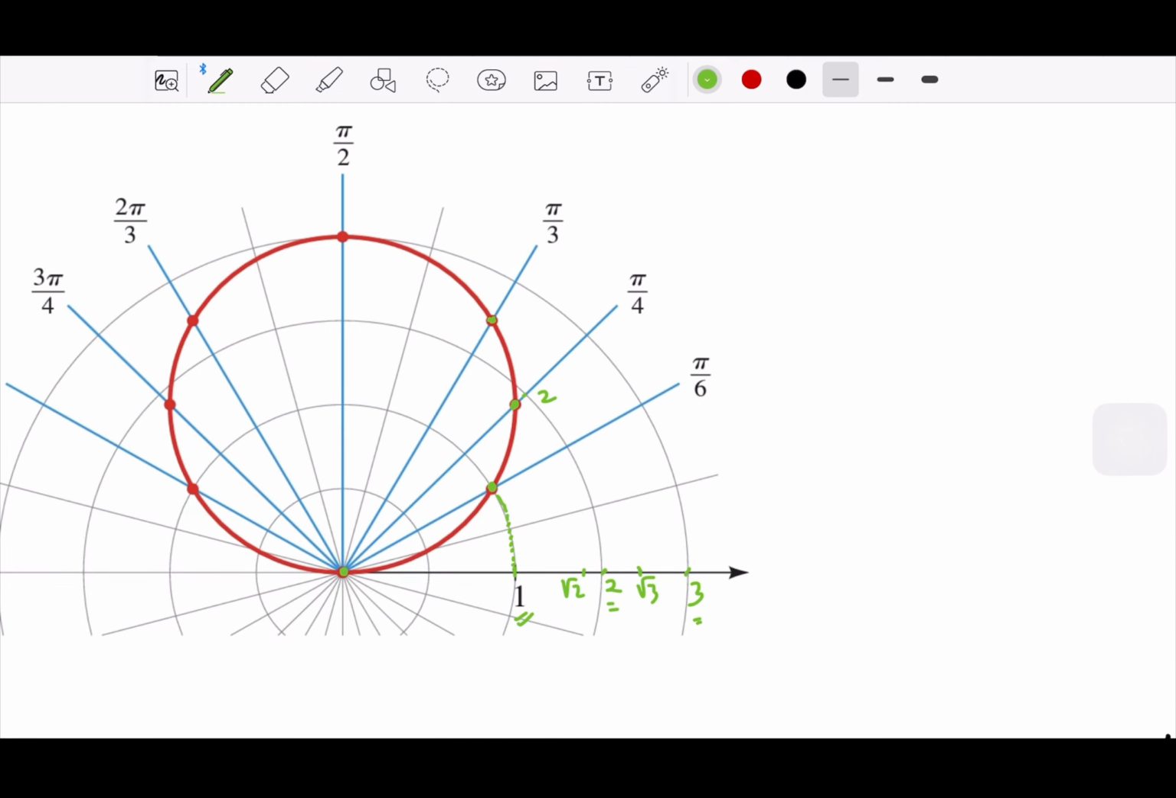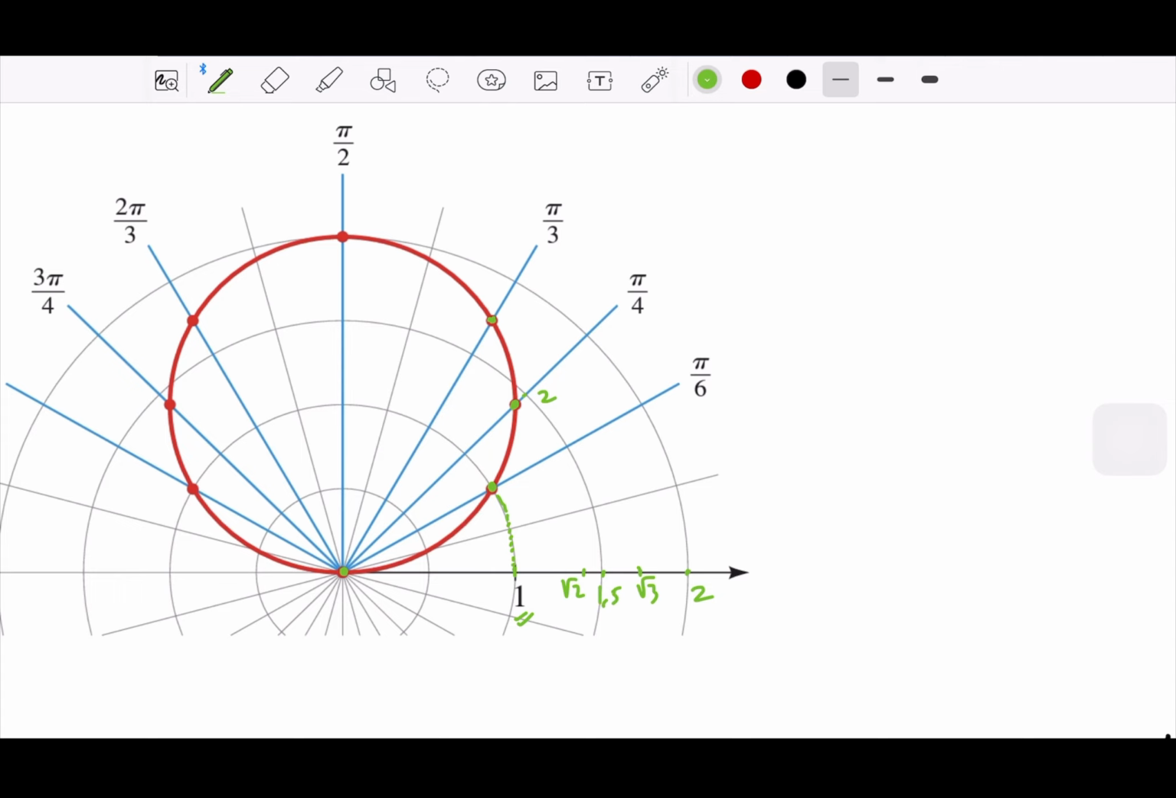Oh, wait. It should not be 2 and 3. I got the wrong idea. So this will be 2. Yeah, square root of 3 is 1 point something, and square root of 2 is also 1 point something. So they should be between 1 and 2. And then in between here is 1.5.